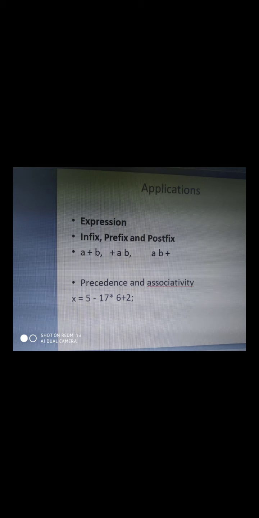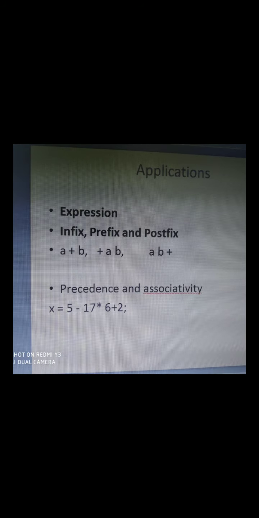Next, how can expressions be represented? An expression can be represented in 3 ways: infix, postfix and prefix. Next we see what we mean by infix expression. In an infix expression, if an operator is present in between two operands, we call it an infix expression. For example, a plus b: plus is the operator, a and b are operands, and it is called an infix expression.